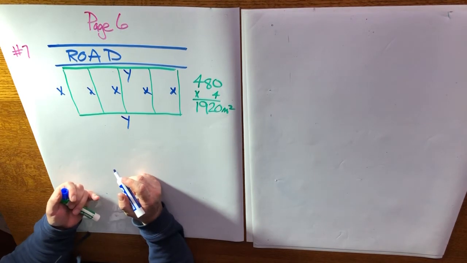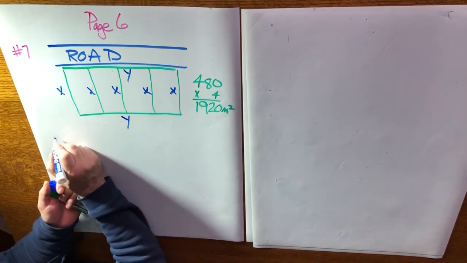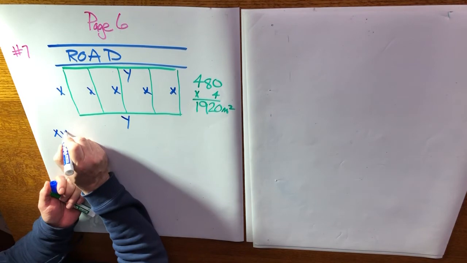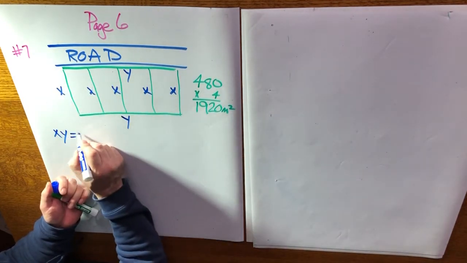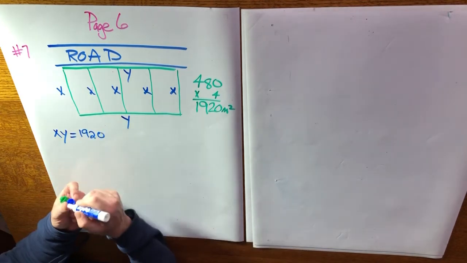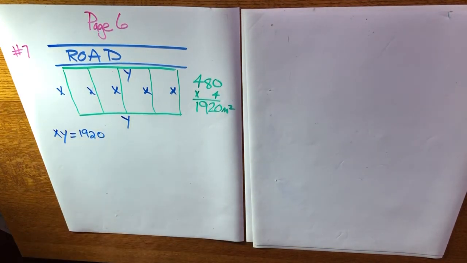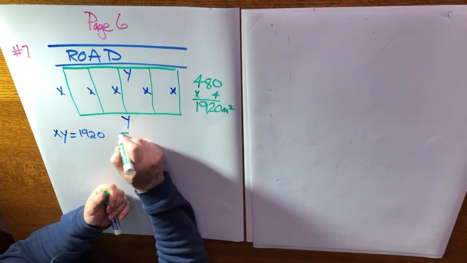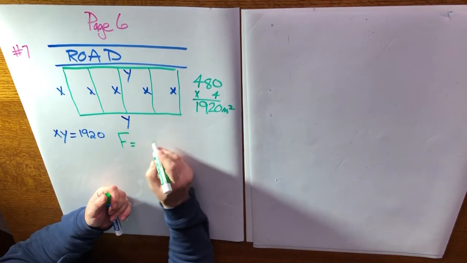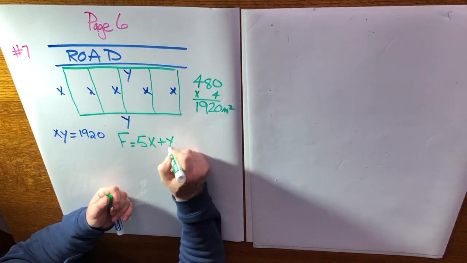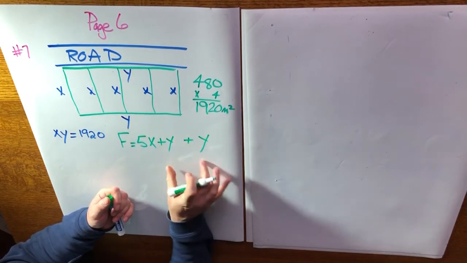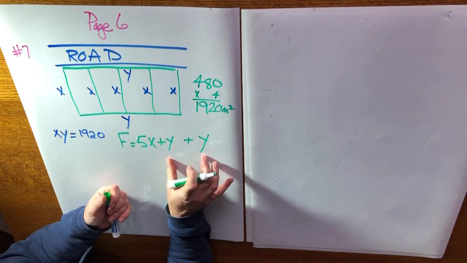So here's what we know about this particular question. We know that X times Y is the area of all 4 of the fields. That's 1920. Then they talk about the fencing, and we've got to break it up this way. There's going to be the sides and the back that cost $15. So I'm going to use capital F for fencing, and I've got 1, 2, 3, 4, 5 X's plus 1 Y plus a second Y, and I'm keeping these Y's separate because they each have a separate cost.